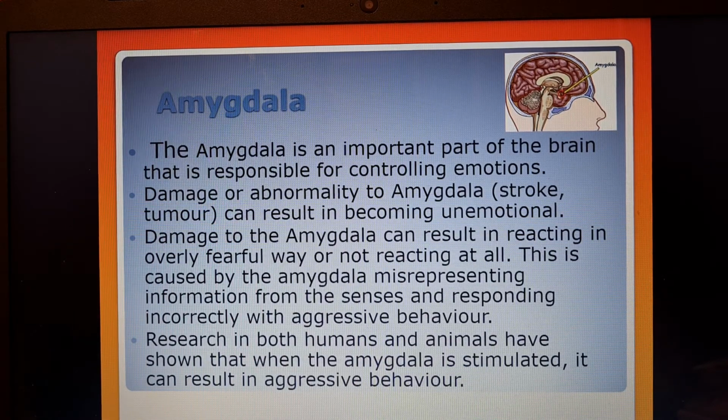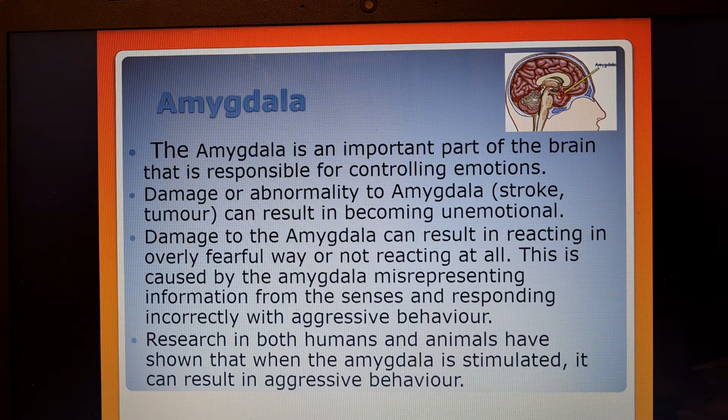The amygdala. So the amygdala is a very important part of the brain, which does control a lot of behaviors and emotions. And damage to the amygdala, or any type of abnormality within the amygdala, which can be caused by a stroke or even the growth of a tumor, can lead to a person's emotions being affected and almost making them unemotional. So they won't experience any type of emotion.